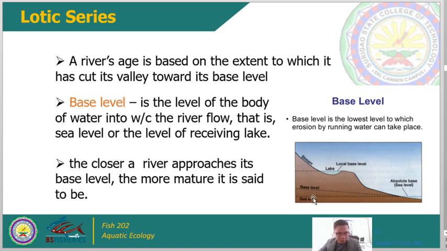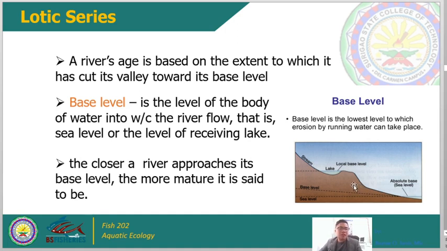Say for example, if the water is already here, would you think that it will still flow down to the sea level? No. So meaning to say it is below the base level. So if it is below the base level, it is older. However, if it is still higher, if the area is still higher, like for example, the freshwater environments located here in the lake or somewhere here, since it is still above the sea level, it is not yet a very old lotic environment.